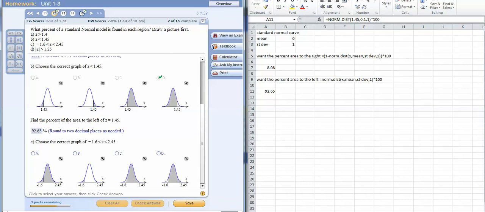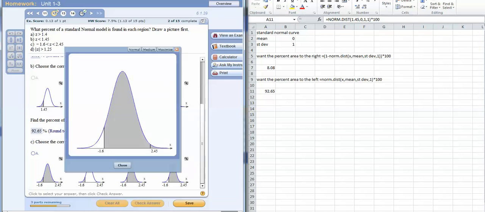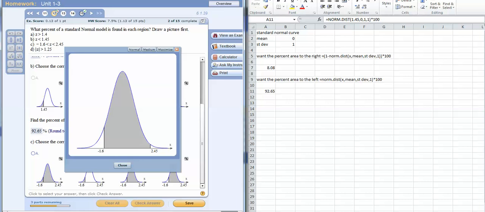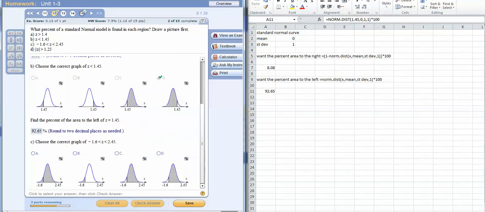To use the correct graph, when you have to find the numbers in between negative 1.64 and 2.45, it's hard to tell the difference between C and D, so let me just look. It's either C or D. Oh, but C has this part shaded in, so that's not right. I had to maximize it to see that, though. So it's going to be D again, which is kind of strange, but anyway, it's D again.